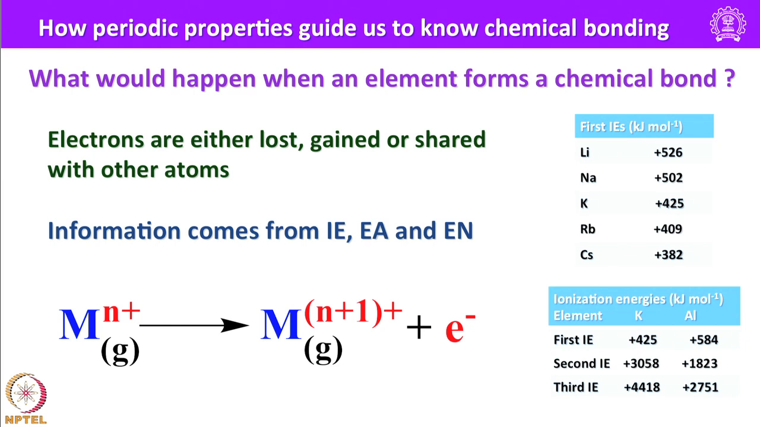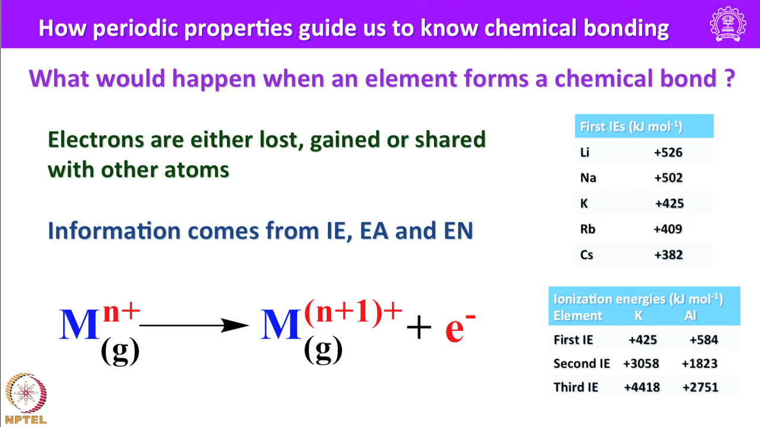The first ionization energy for potassium is plus 425, whereas the same for aluminum is plus 584, and the second ionization energy for potassium is plus 3058, very high, and in case of aluminum it is 1823, and similarly the third ionization energy for potassium is 4418, whereas that of aluminum is 2751. So, what does it say?